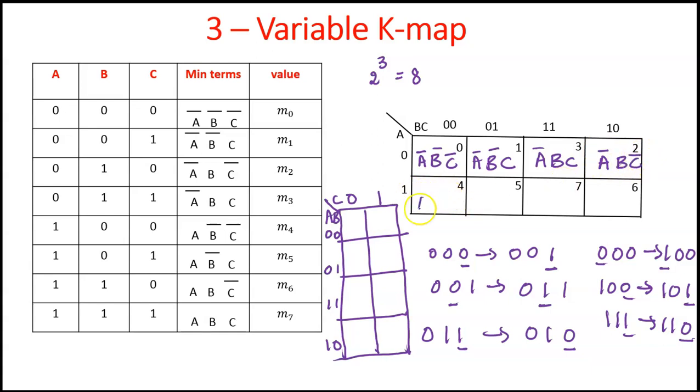Here is A, B bar, C bar. And here is A, B bar, C. This one A, B, C. And this one A, B, C bar. So this is how we can represent the min terms for each cell.